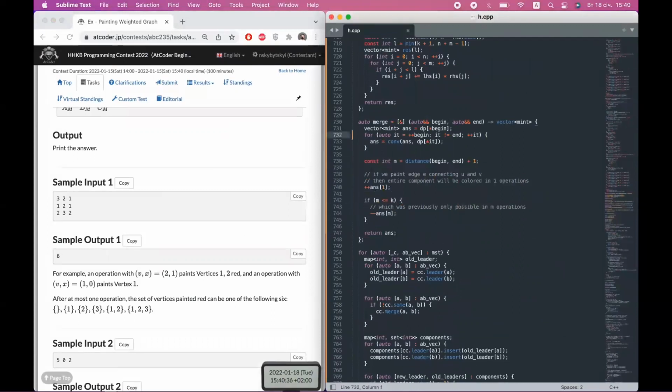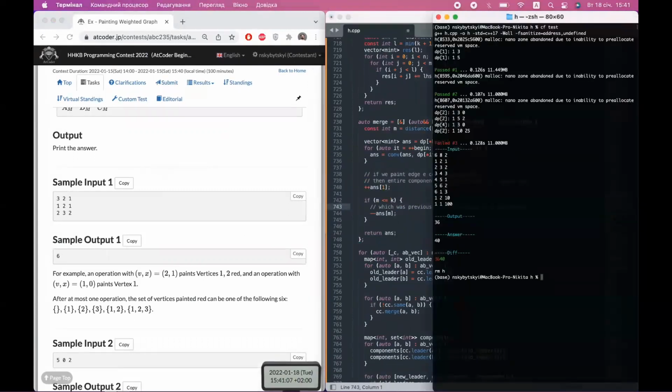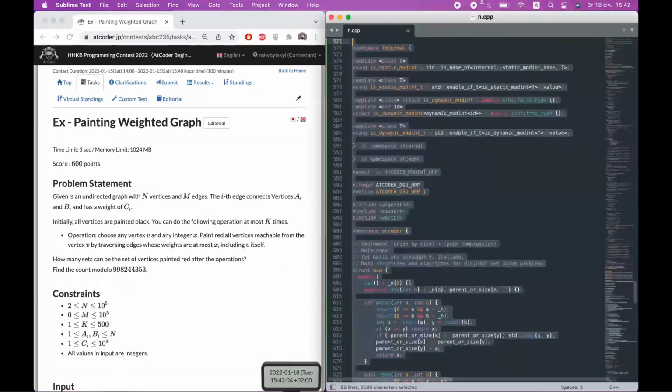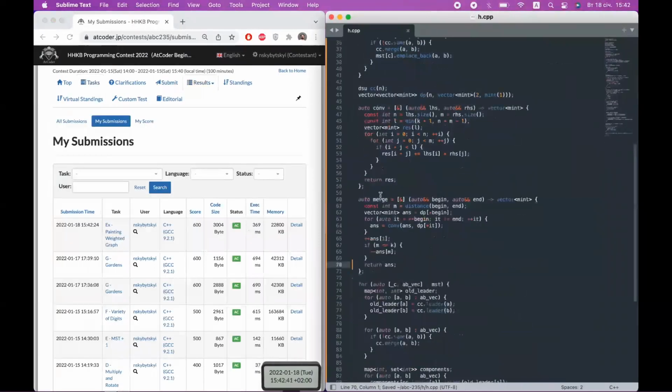I encourage you to try this problem yourself, and if you get stuck, you can refer to the editorial to basically see the same ideas with much more explanation.